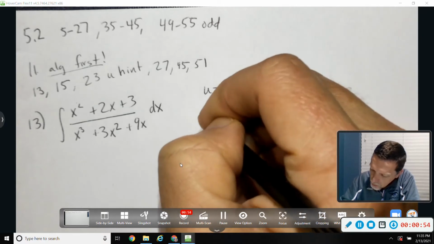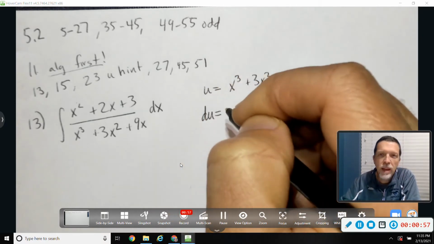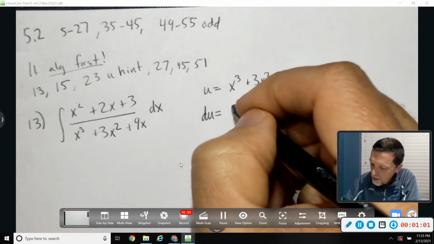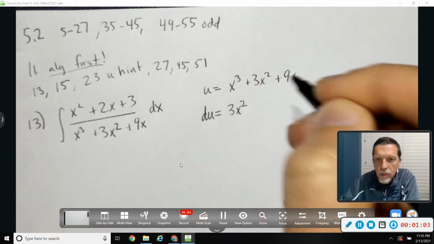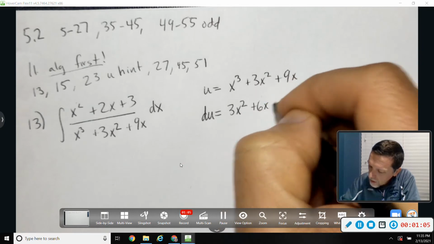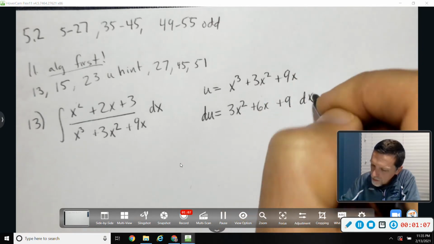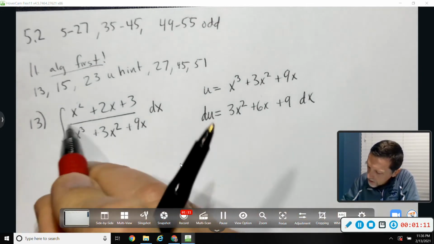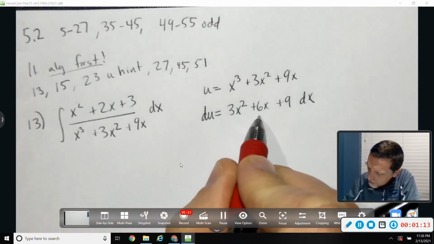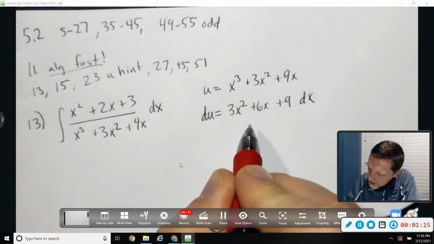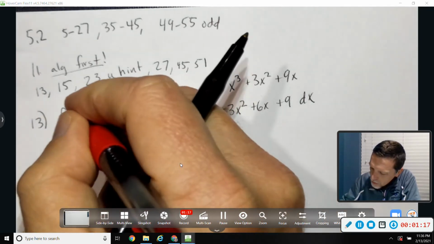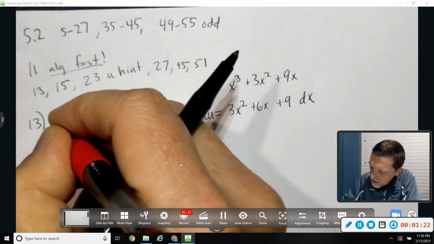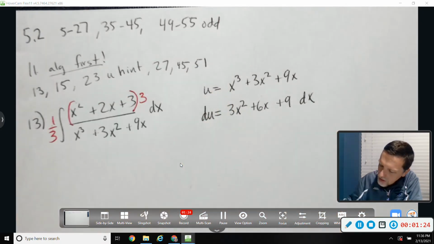A bunch of these problems are straight up rigged problems, and they will work for you if you pick the right u. Amazingly, magic will happen. So du is 3x squared plus 6x plus 9 dx. You're like, well, that's not what we have, but if we look closely, it's almost what we have. If we multiply everybody by 3, we'd have it. And then we can just put a 1/3 out front.